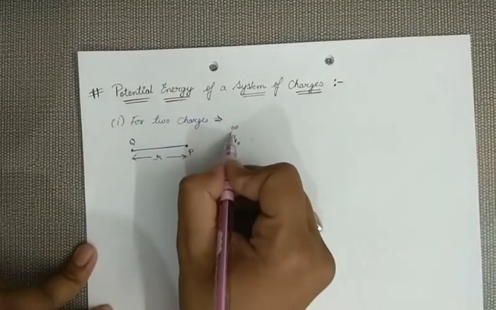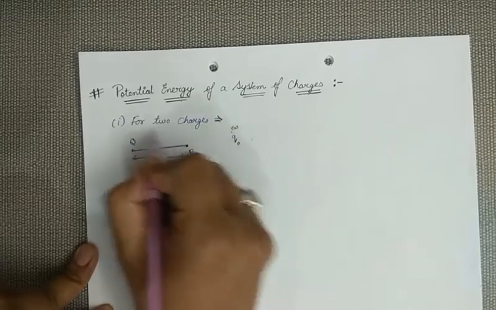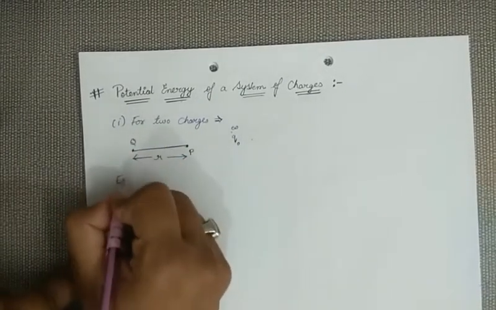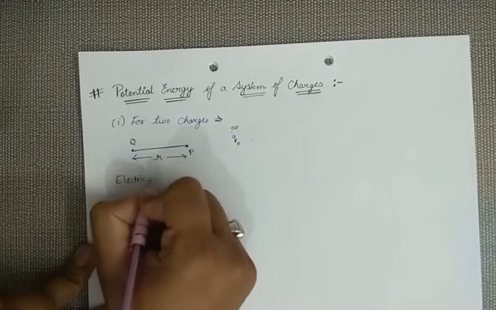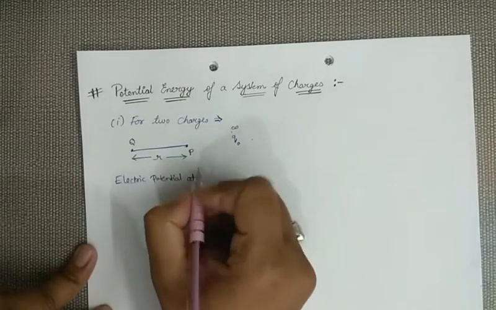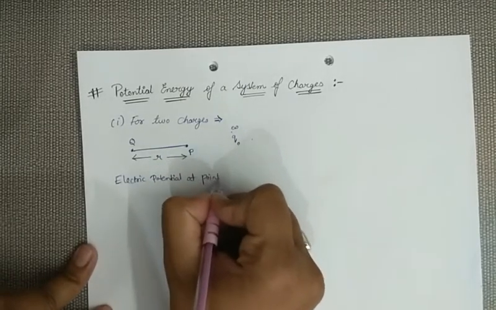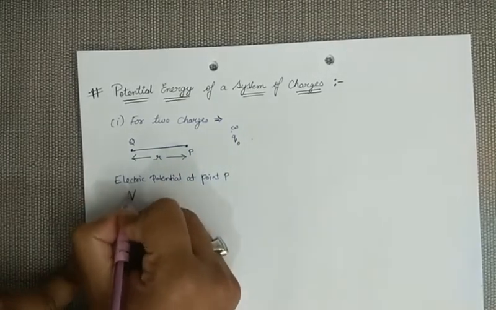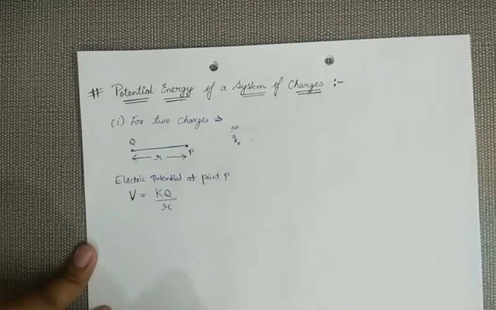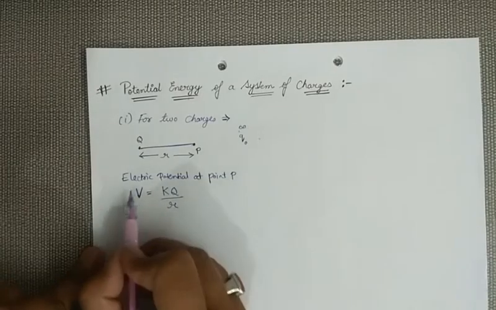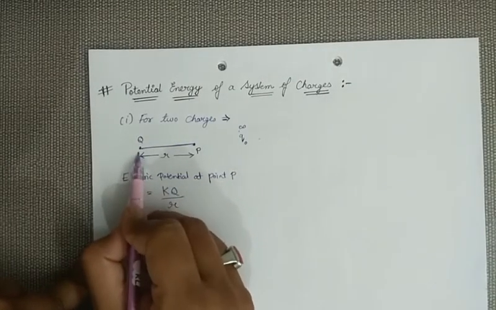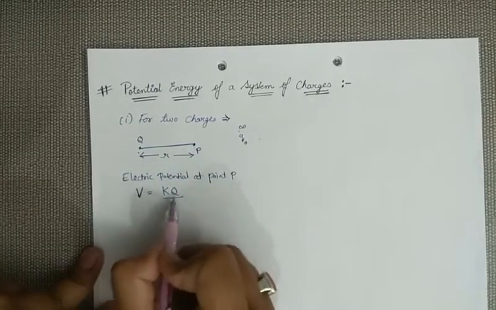Now to place this charge here, I need to know the potential at the point P because of this charge Q. So the electric potential at point P is KQ by R. In our last lecture we have seen the electric potential due to a charge. Because of this charge capital Q, at this point the potential is KQ by R.